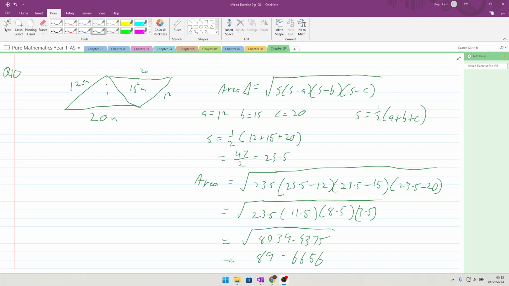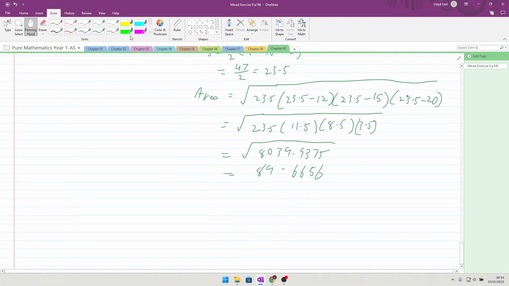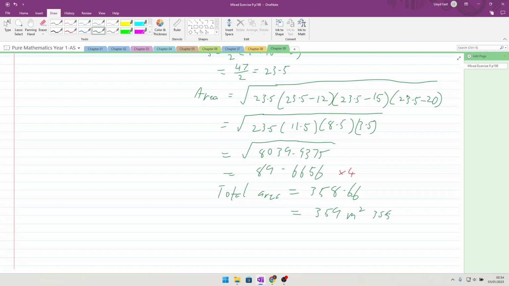And then you've got to remember that you have 4 identical sails on this windmill, so the whole thing needs to be times 4, which gives you a total area of 358.66. So we'll go for 359 meters squared, 3 significant figures. Now that's all well and good if you know Heron's formula.